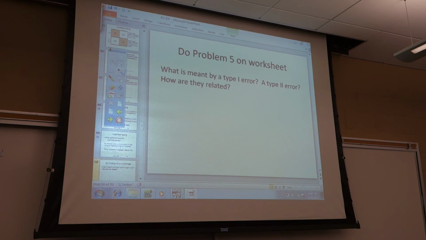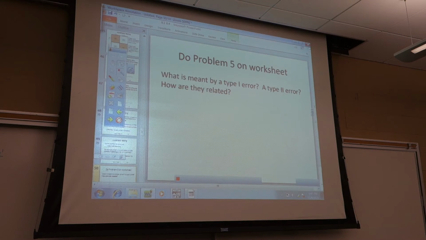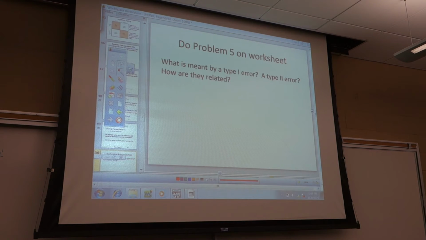All right, so everybody do problem number 5 on your worksheet. What's meant by a type 1 error? What's meant by a type 2 error? Try to put it in your own words if you can.